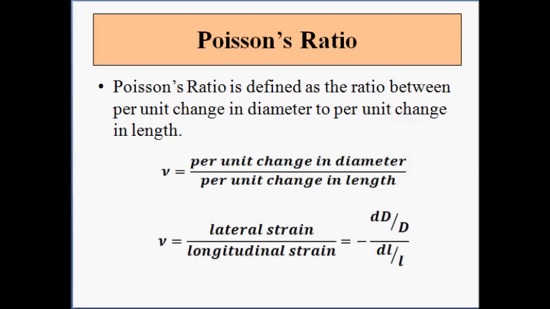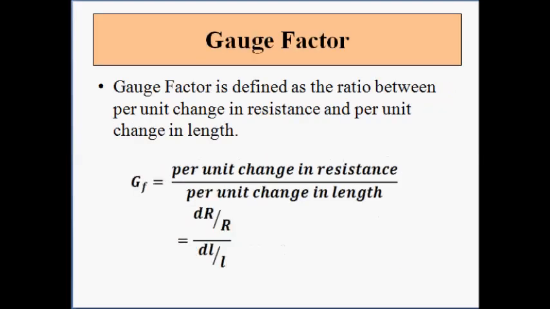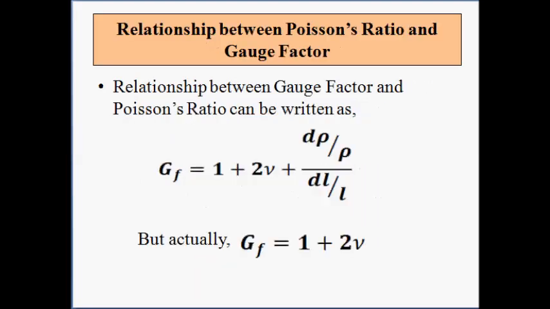Another parameter which is associated with strain gauge is the gauge factor. Now, what is gauge factor? It is defined as the ratio between the per unit change in resistance of the material divided by the per unit change in length, which is expressed mathematically as del R by R divided by del L by L. This is gauge factor. Now, both Poisson's ratio and gauge factor are related with each other.